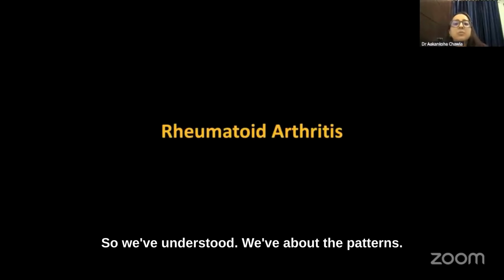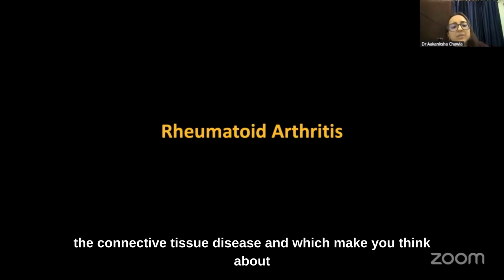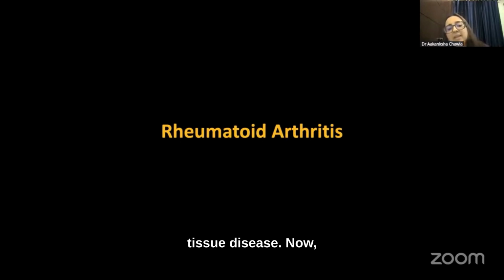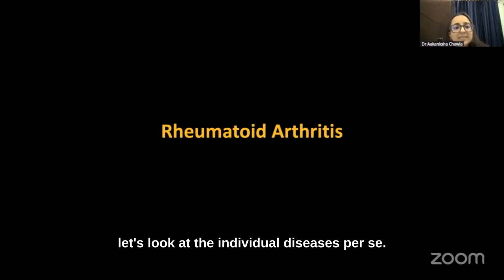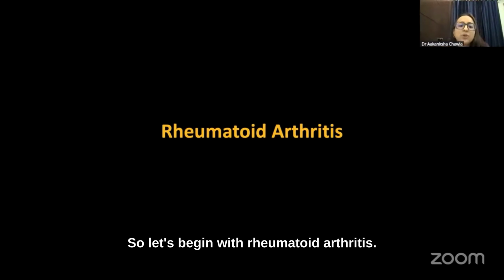So we've understood about the patterns. We've revisited the patterns, the UIP, the NSIP, organizing pneumonia. There are other patterns also like LIP. We've talked about the specific CTDs. We've talked about specific signs that are associated with connective tissue disease and which make you think about the underlying cause of the ILD being a connective tissue disease. Now let's look at the individual diseases per se. So let's begin with rheumatoid arthritis.